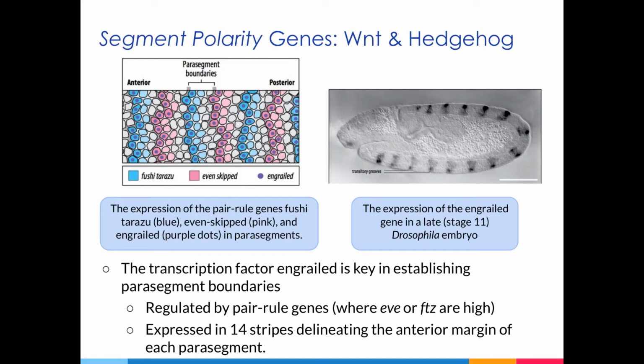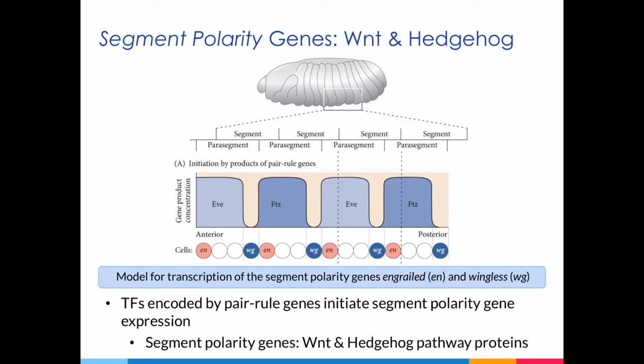There are other pair rule genes which repress the expression of engrailed, and that explains why it is not found in every cell of the embryo. So engrailed becomes expressed in the anterior compartment of a parasegment, which corresponds to the posterior compartment of a segment, while wingless is activated where there is little or no ftz or even-skipped, but where you have a different pair rule gene.